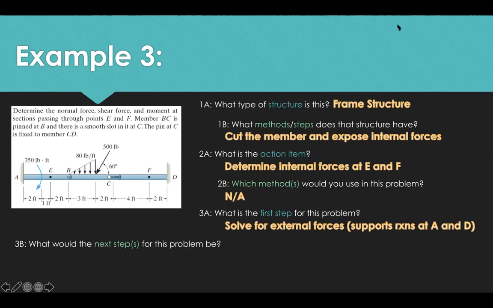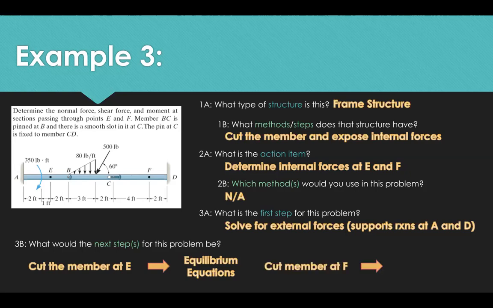So you found your external forces, your forces at B and C. What would you do? Cut the member at E and F. Exactly. So if you cut the member at E, use your equilibrium equations on either AE or EB. And if you cut the member at F, you use your equilibrium equations on either CF or FD, right? So it just depends on which cut you're looking at.